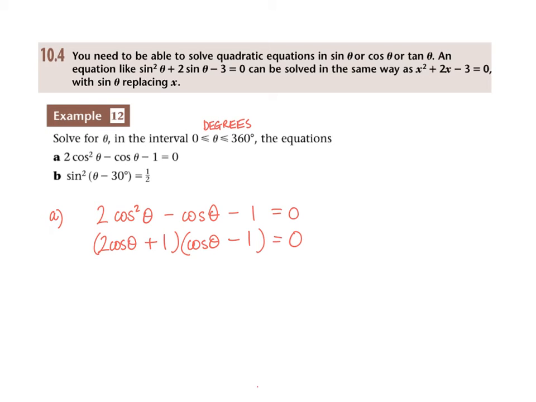So we get a couple of values. We get cos theta is equal to minus a half, or we get cos theta is equal to 1. Again, we've got cos theta equal to 1. It'd probably be better to draw the graph there to see what it looks like. And then on this one, we can find the principal value and use our quadrant system.